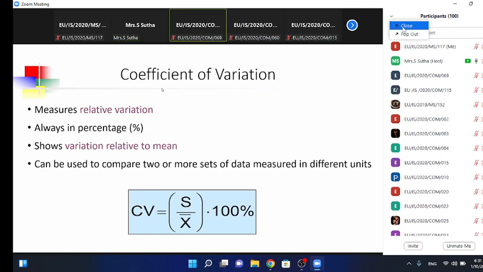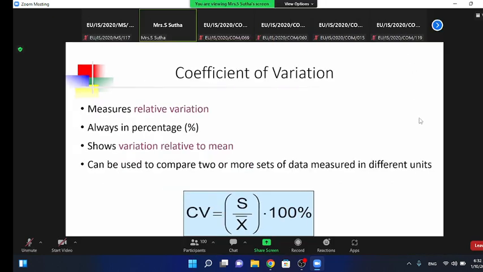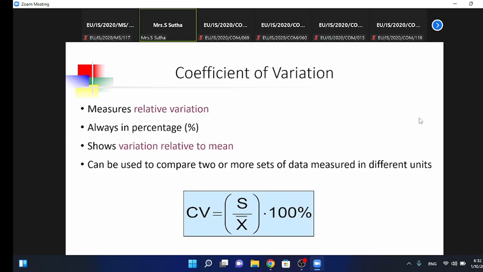Yes, ma'am. Okay. So yesterday, mainly we studied the variations, why variation is important, and what measures we can use to measure it. Mainly, we looked at range, variance and standard deviation. Why do we take the standard deviation rather than the variance to measure the variation of the data?